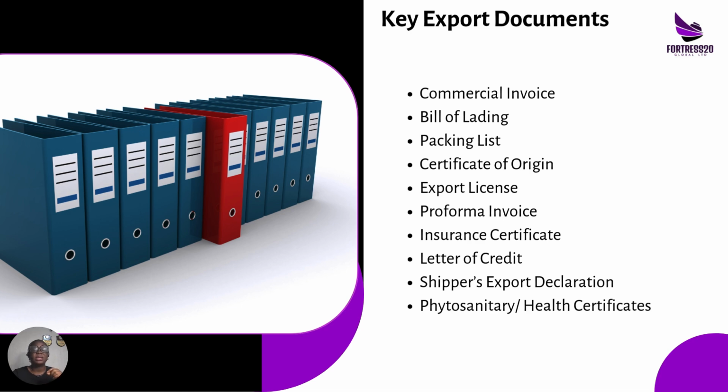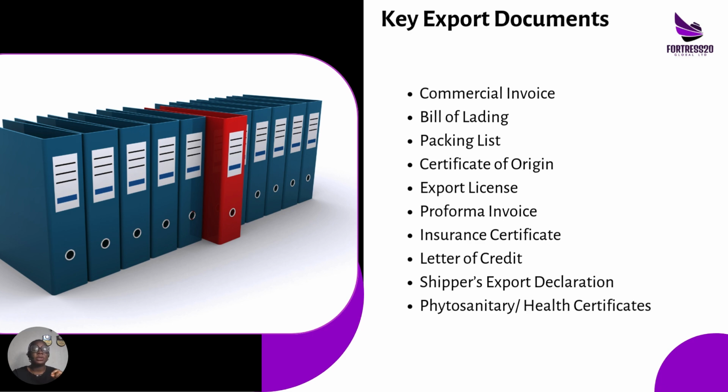Number five, the export license. It's a government authorization for restricted goods. Number six, the pro forma invoice. The pro forma invoice is the preliminary invoice for import approval. Number seven, the insurance certificate. This is a proof of insurance coverage. Number eight, the letter of credit. It's a guarantee by the bank that payment will be made.